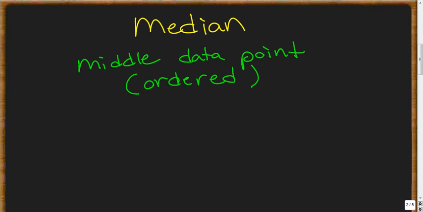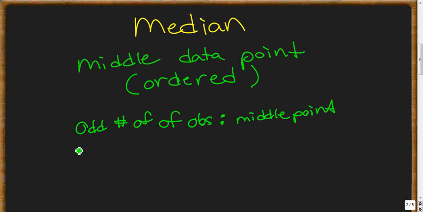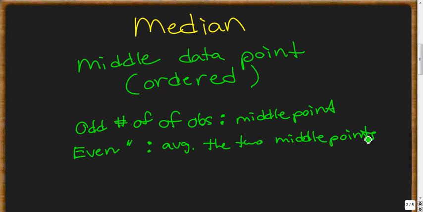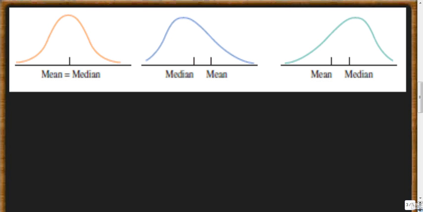Main thing is if you have an odd number of observations, then it's the middle point. If it's even, then you average the two middle points. That's the biggest concept with that. But I think everybody's pretty familiar with that from school.